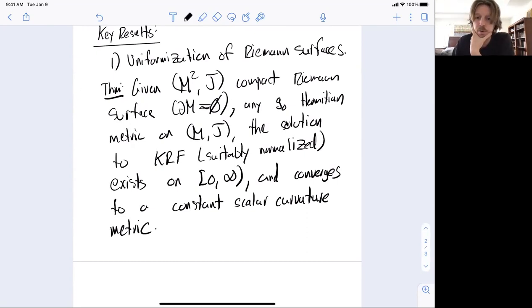So this type of result is the gold standard for what you might try to prove with these things. You have any underlying topology and any initial data, and you get global existence. I'm leaving off what this normalized part means. You have to scale the metric according to time in a certain way, but this is not so important. So it exists for an infinite time interval, and then moreover converges to something rigid, a constant scalar curvature metric.